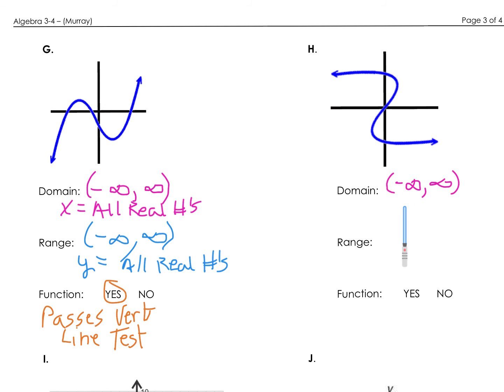So the lowest value is negative infinity, to the highest value is positive infinity. So this has the same range as the other one. So both of these graphs have the same domain and range. And remember, this means y equals all real numbers. And then this one meant x equals, because x is domain, all real numbers.